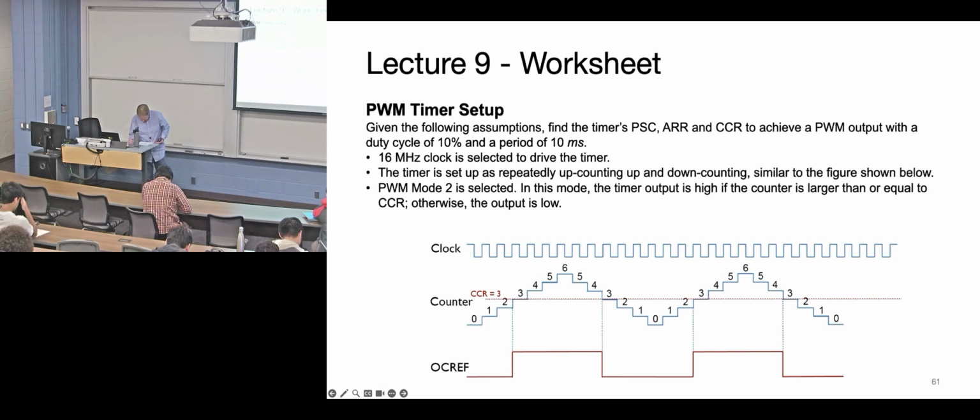ARR and CCR. I understand. This is capture compare register. What is ARR? Auto reload, right? So auto reload. When it gets to here, you're trying to define this point right here, basically.